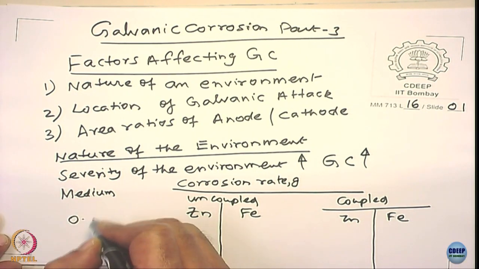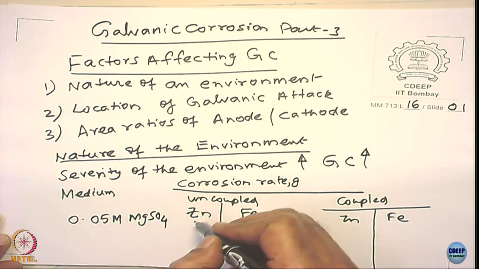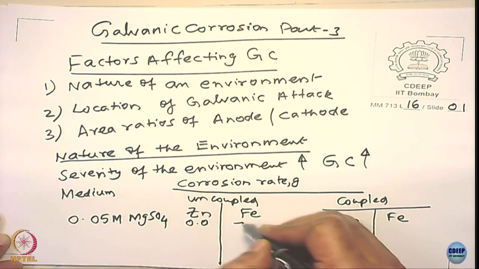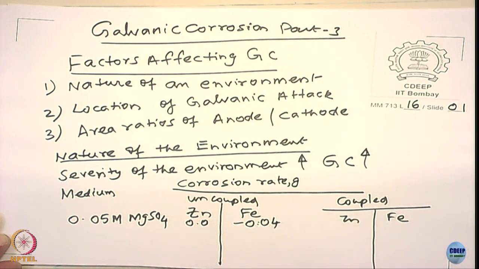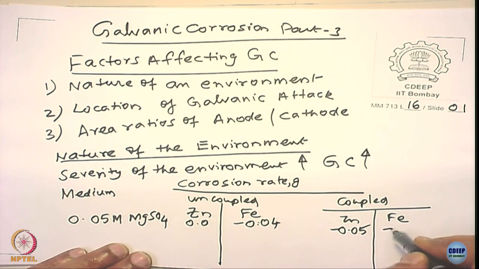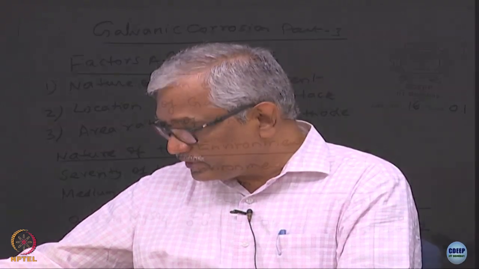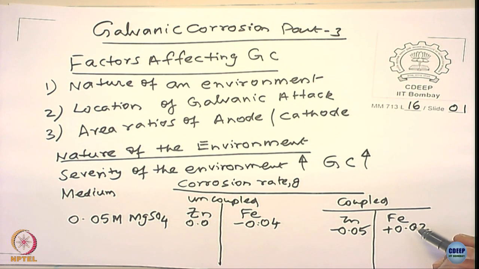Let's take the case of 0.05 molar magnesium sulfate. Zinc virtually does not dissolve and corrode; steel corrodes. When you galvanically couple these two, you notice that zinc corrodes at a higher rate and steel in fact shows a marginal improvement in the weight. In fact, a weight gain. But the weight gain is not because of growth of steel, growth of iron. It primarily happens because when you make a metal cathode, the pH goes up and some deposition occurs. So if you clean them up, you would not see any significant increase in the corrosion rate. So this rise in the weight is not related to metal deposition here.